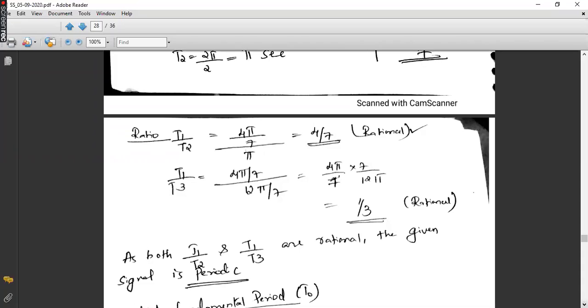So how are we going to finalize whether a given signal is periodic or not? If the two ratios T1 by T2 as well as T1 by T3 come in a rational format, then we can say that the given signal is periodic. If it is periodic, we are going to find the fundamental time period. Take down these two steps.